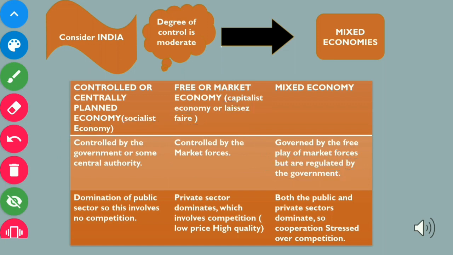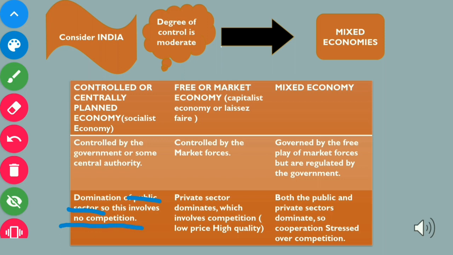So next, if we move on to the next point, in a controlled or centrally planned economy, the domination of the public sector is major. The public sector dominates the economy, as the economy is controlled by the government, and the major purpose of the public sector and government is social welfare and not profit maximization, right? So there is no competition involved in such a kind of economy.